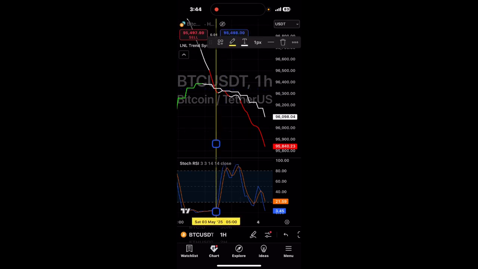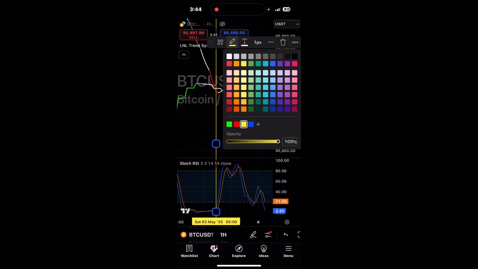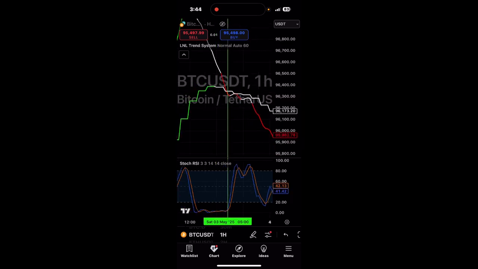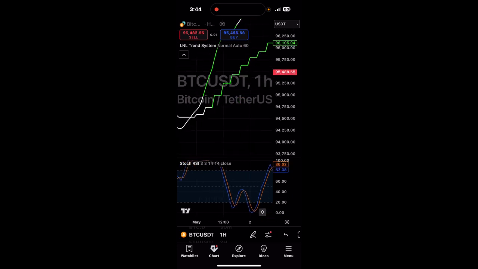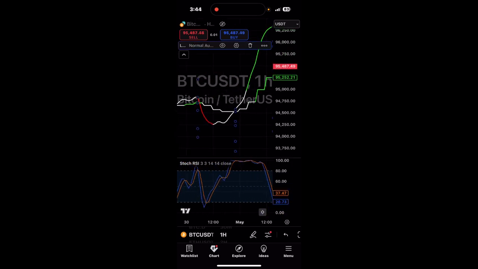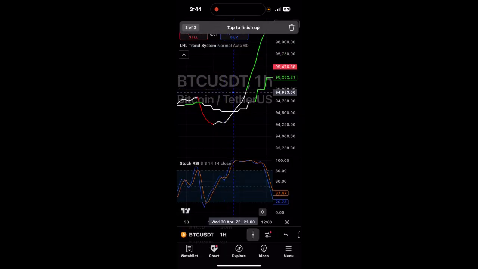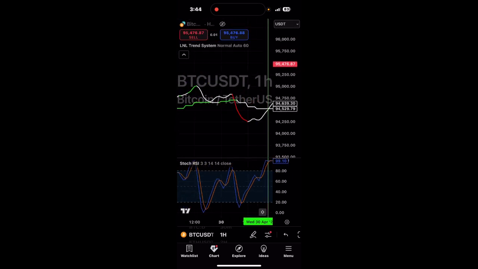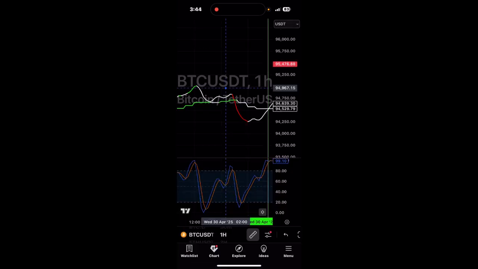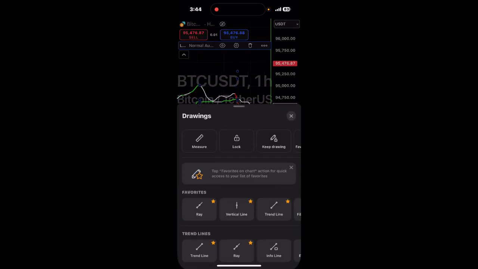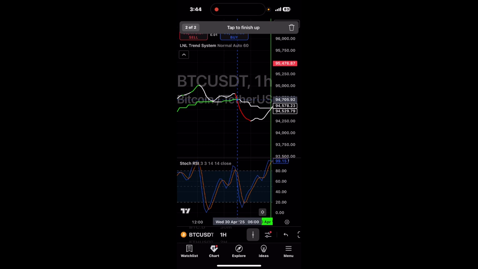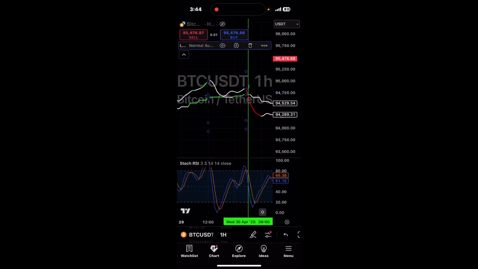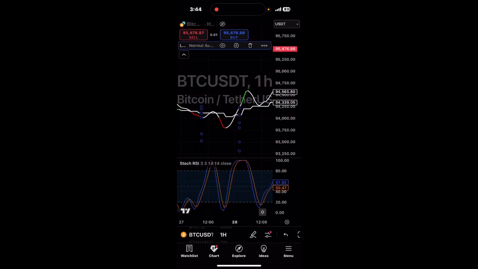Let's change the color. Let's make it green. So we got one there. The next time was right over here. Vertical line, we'll mark it right here. And we got another mark right here. And we got another mark right here.